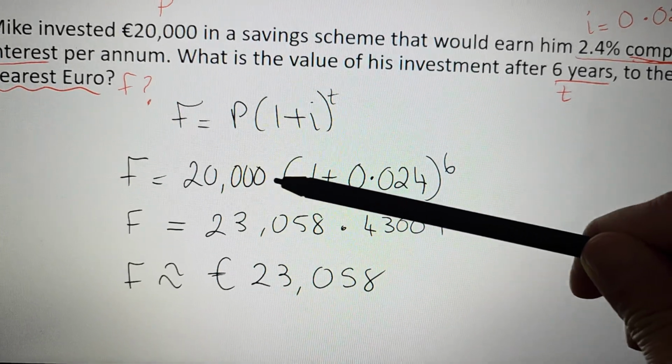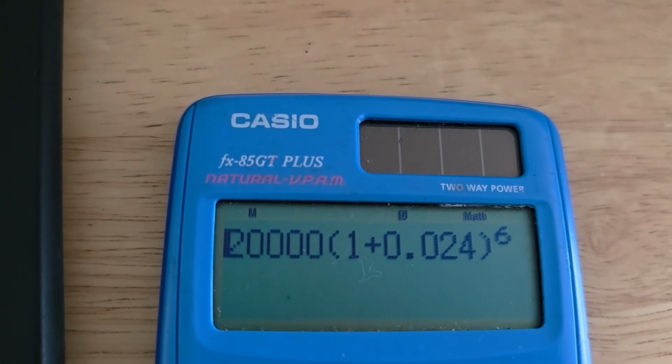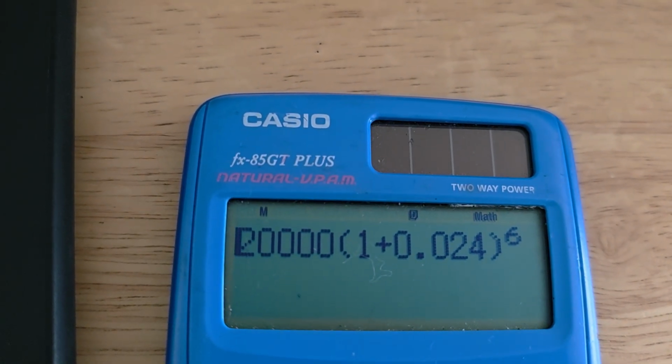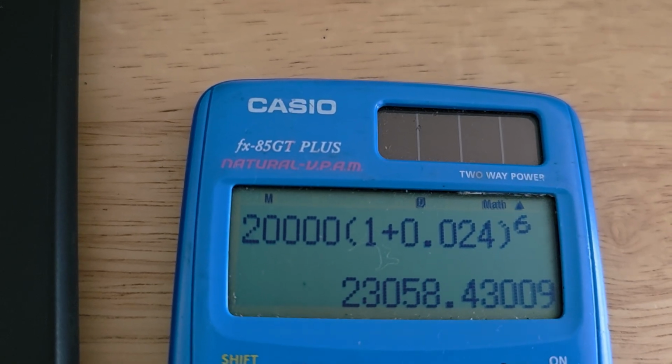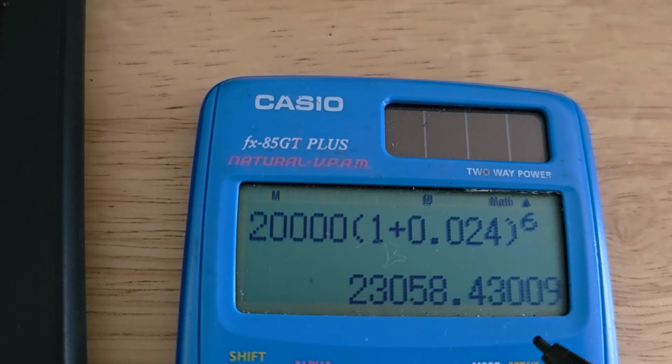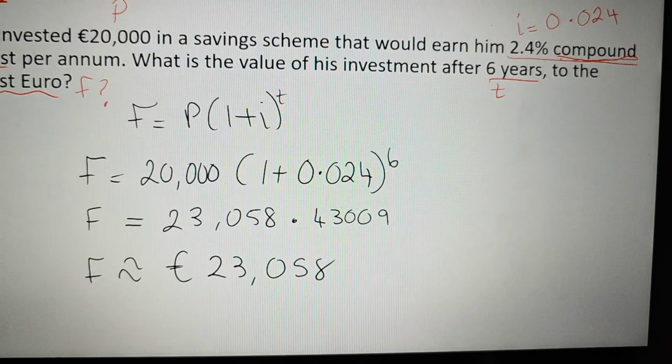Now, you can plug all of that into your calculator in one go. Okay, so that's what it will look like on your calculator. Press equals, and we get back €23,058.43009. Okay, and that's what I'm going to write down.